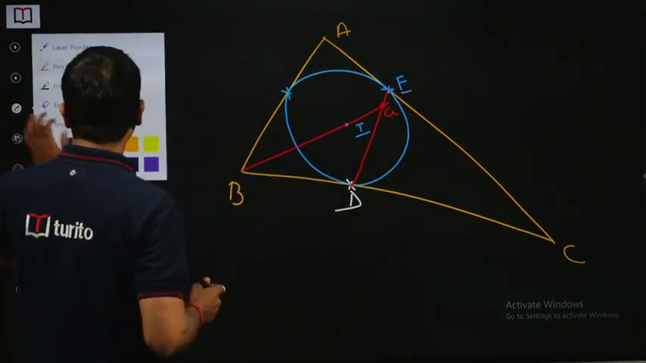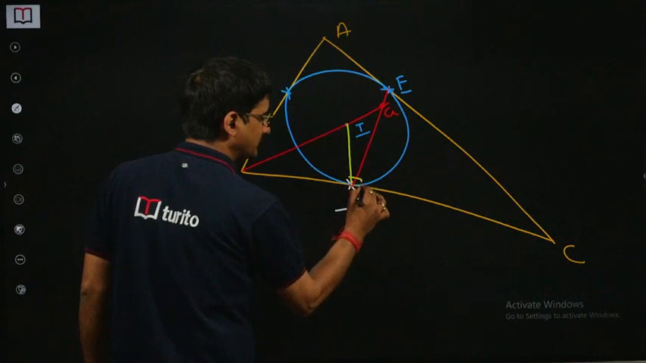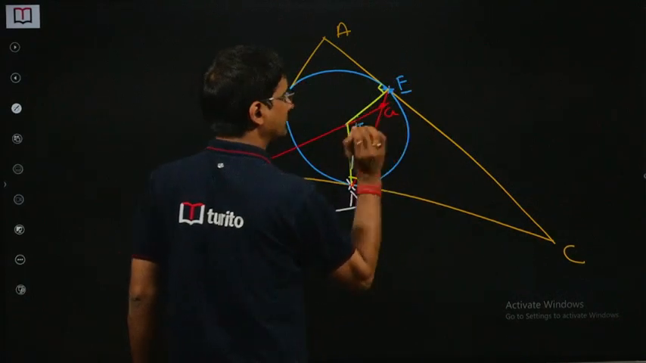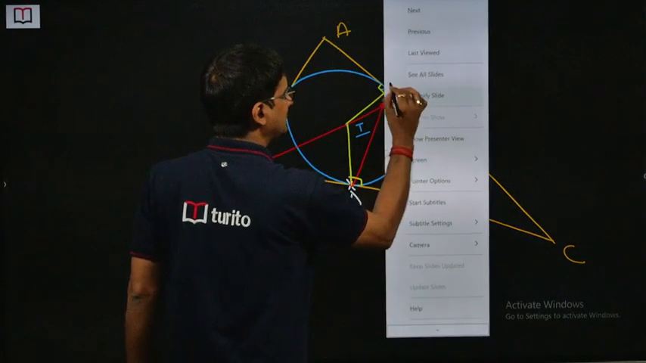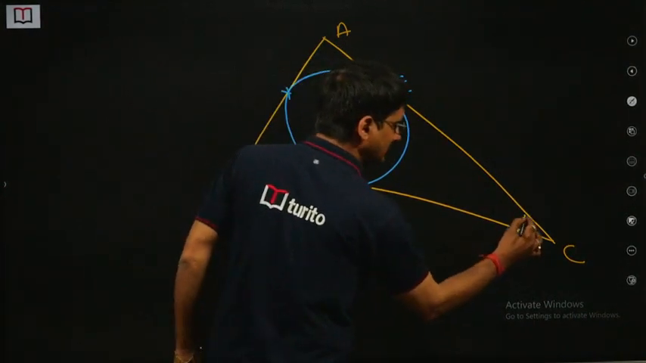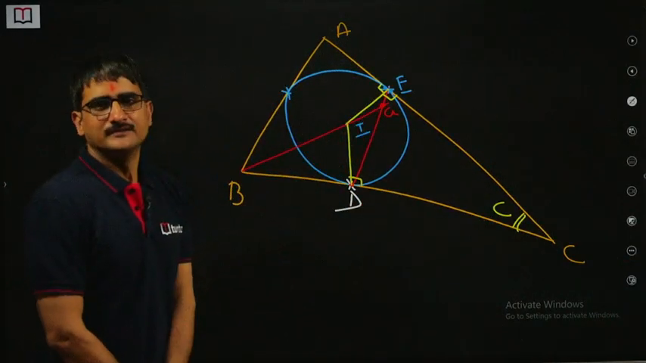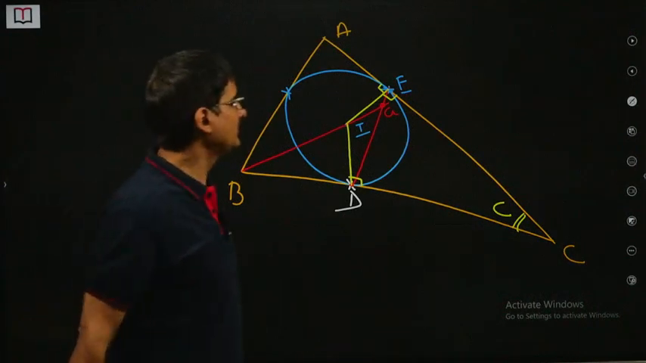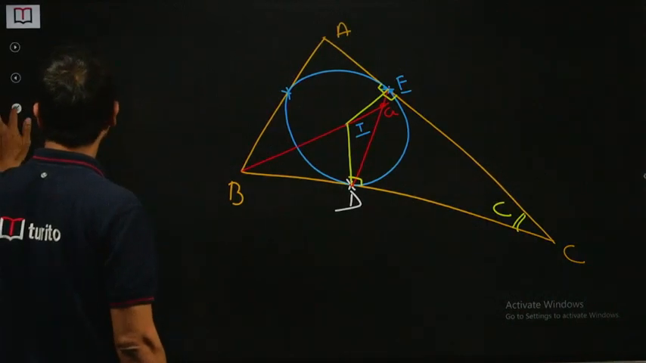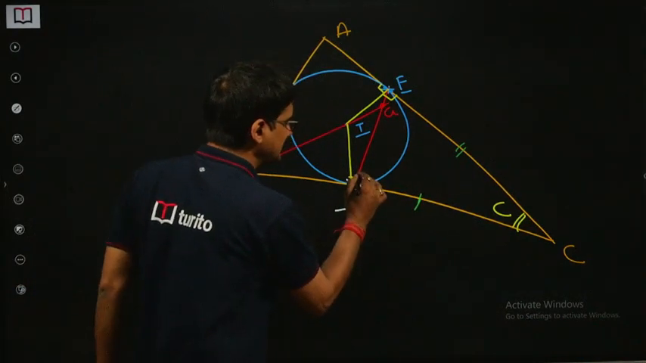Fine. Now let us complete it. If I join this, we know geometrically this is perpendicular to the side. If I join this, it is perpendicular to the side, and this angle is also 90 degrees. Now, of course, this is angle C. Now, CD is equal to CE. Tangents are of equal length from an external point. So CD is equal to CE, so these two are equal, hence these angles are equal.